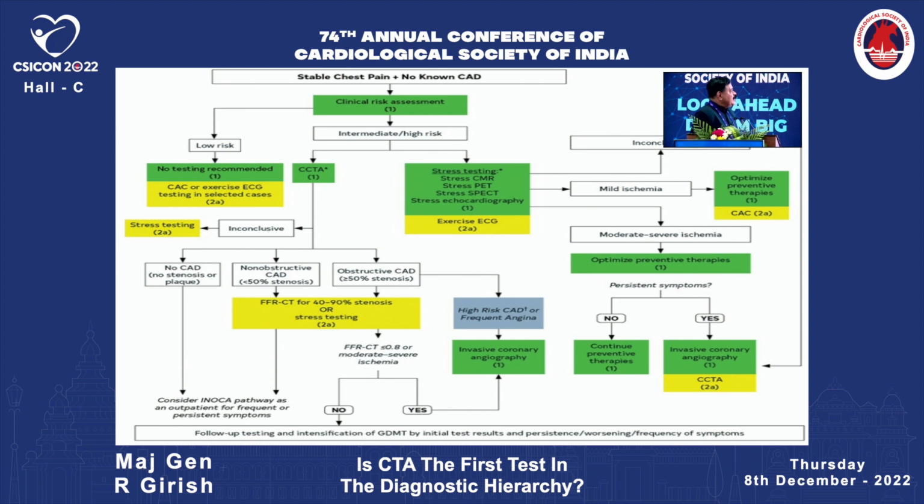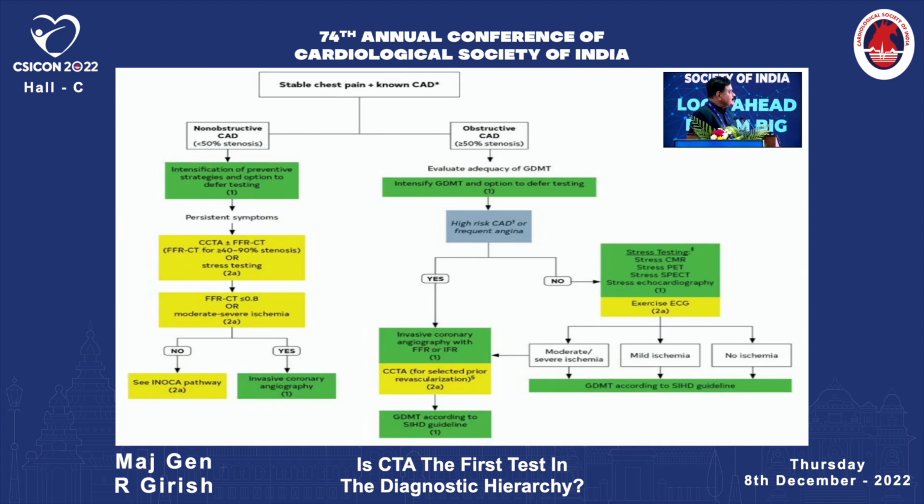Stable chest pain, no known CAD, they are first triaged into low, intermediate, and high risk. So for low risk patients, coronary calcium is recommended, and thereafter in intermediate risk and high risk patients, CCTA is recommended, and then FFR-CT for 40 to 90% stenosis, or a stress testing, and based on the results of stress testing for the evaluation. If the patient had mild ischemia, it is coronary artery calcium. If it is inconclusive, then CCTA.